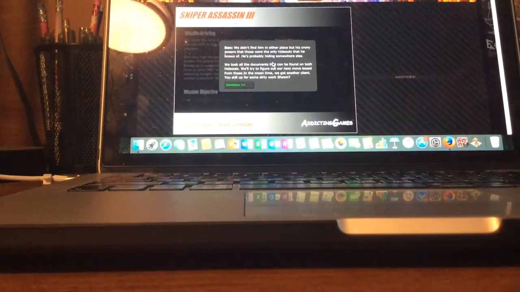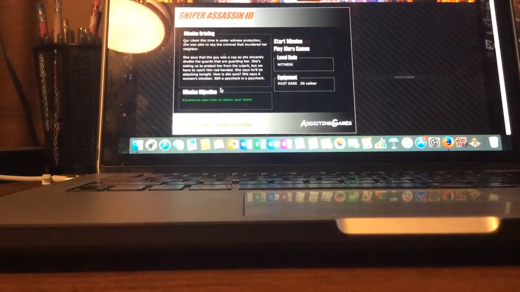Okay, next is. Oh, this is a letter from Ben. We didn't find him in the place, but his crony swears that those were the only hideouts that he knows of. He's probably hiding somewhere else. We took all the documents that can be found on both hideouts. We'll try to figure out our next move based from these. In the meantime, we got another client. You still up for some dirty work, Sean? Oh, sure, I'm up for some dirty work.